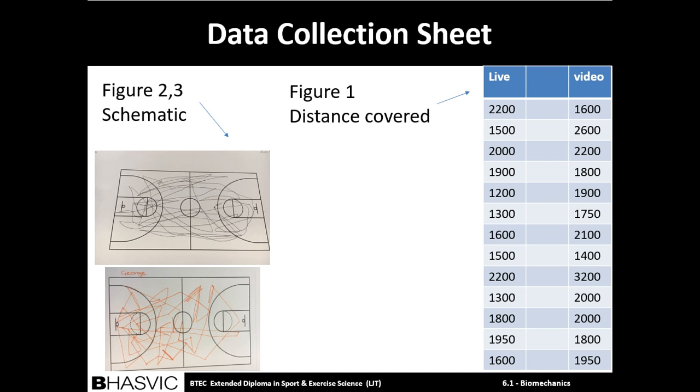This is the movement element I collected when doing notational analysis. Figure 1 shows the distance covered by all the participants in both the live game and the video game I analysed. Figures 2 and 3 are the schematics for both of the athletes in our group, while I studied their movements throughout the court. Both schematics show that the players were very involved in the game and moved about a lot.